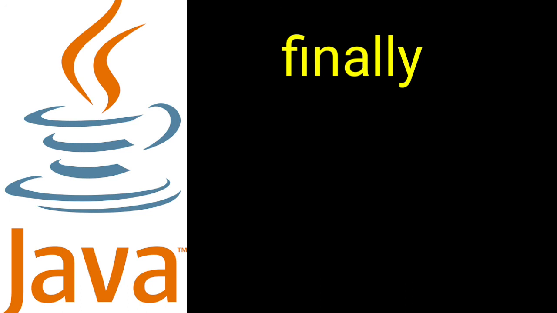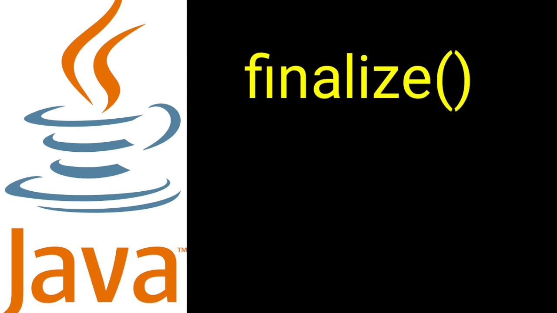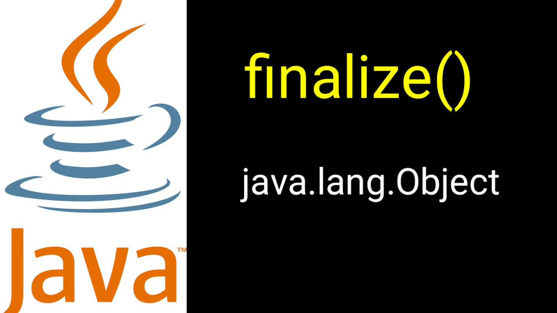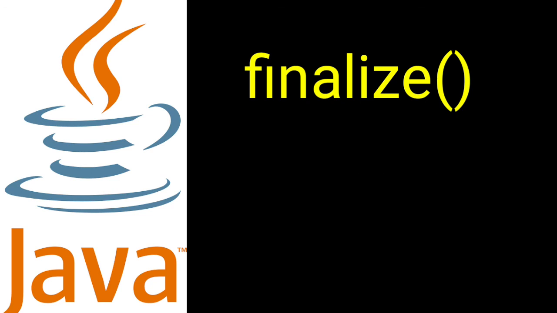The last one is the finalize method. It is one of the 7 methods declared inside the java.lang.Object class. It's supposed to be called on the object before it gets garbage collected, to give the object a last chance to do cleanup. But the main problem is that it's not guaranteed to be called. Due to this reason, the finalize method is not very useful in Java.